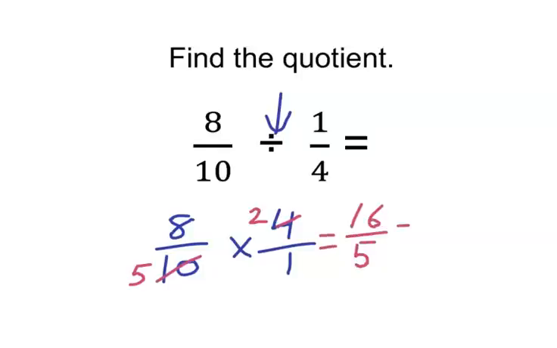So how many times does 5 go into 16? 5, 10, 15, 20. That's too many, so 3 times, right? 3 times 5 is 15. We've used up 15 of the 16, which means there's 1 left in the numerator out of 5. So our answer is 3 1/5.